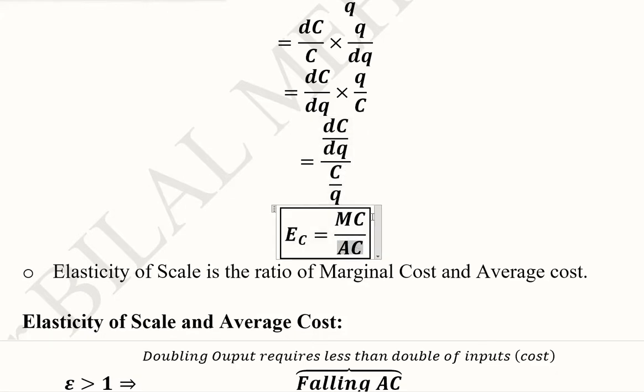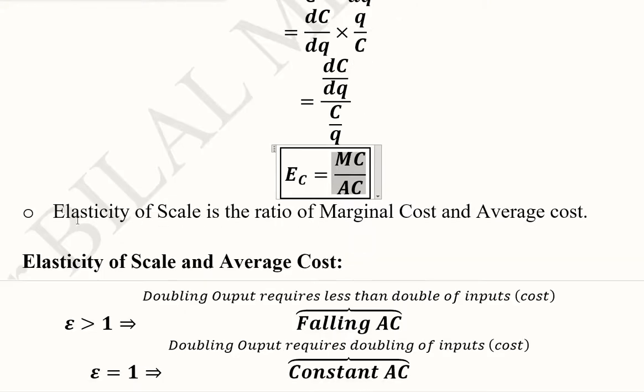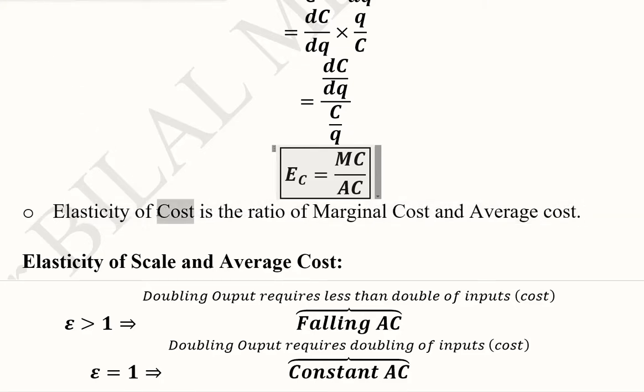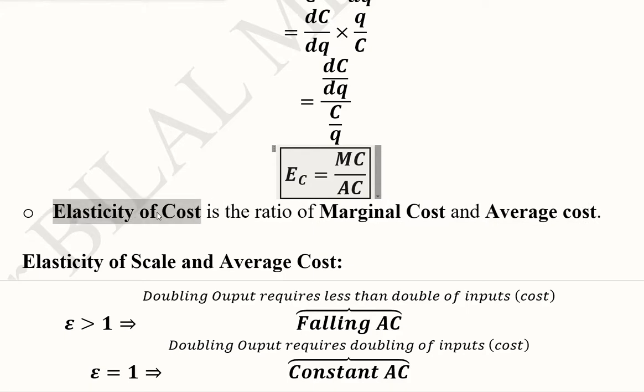So now it has more of economic meaning instead of this formula, because elasticity of cost can be considered as the ratio of the marginal cost function and the average cost function. This is what we have developed, another form of writing the elasticity of cost, and this is actually equal to the ratio of the marginal cost and the average cost functions. So this is the elasticity of cost.